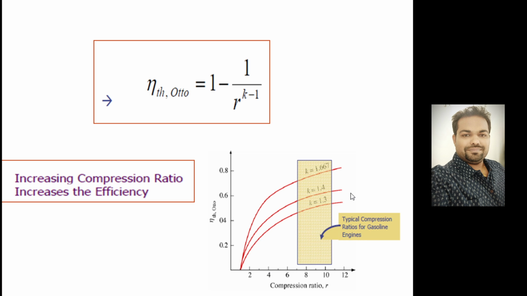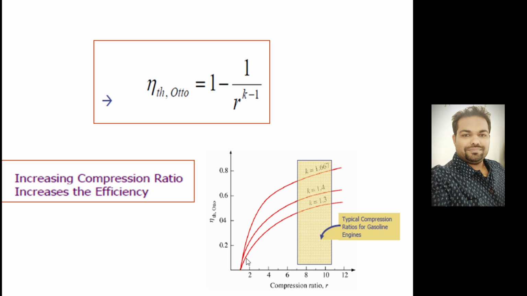So this is the range of the compression ratio used for the Otto cycle. This is the efficiency of the Otto cycle, and this is the compression ratio. This is the ideal range where you will get better performance. Hardly can you go up to a compression ratio of 10. If you go beyond 10, then pre-ignition of fuel will take place, the operation will not be smooth, and that may cause damage to the engine.